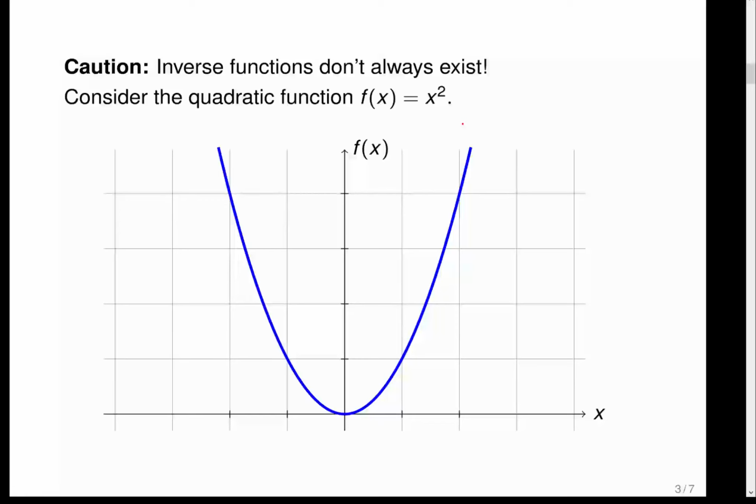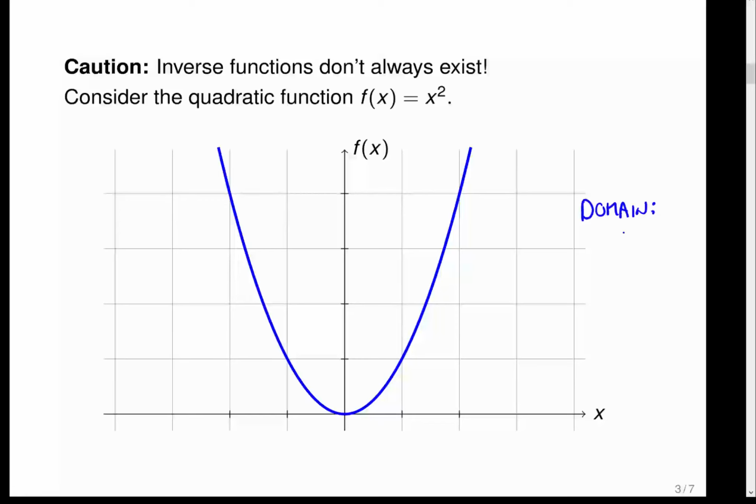Consider the simplest quadratic function, f of x equals x squared, whose graph is the simple concave up parabola with vertex at the origin. What's the natural domain of the function? That is, what's the set of all the possible inputs? Well, we can certainly square every single real number. Nothing can go wrong there. Thus, the domain is the set of all the real numbers R.